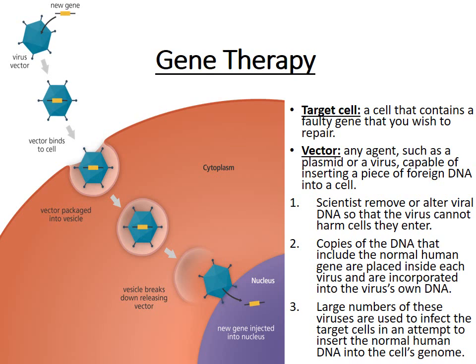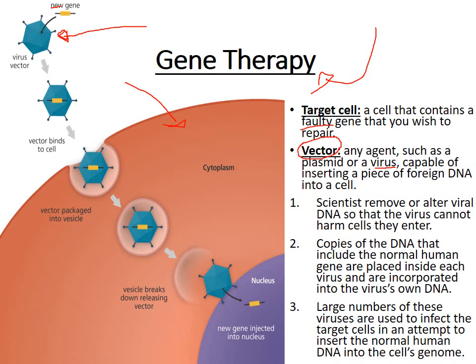So here's some more detail on how gene therapy works. Here we have our target cell. This is our cell that has the bad gene, the faulty gene that we want to fix. The vector in this case is going to be a virus. In the transgenic organisms that we saw earlier, we were using a plasmid and bacterial cells. Here we're using a virus as a vector, the vehicle to carry our good gene in.